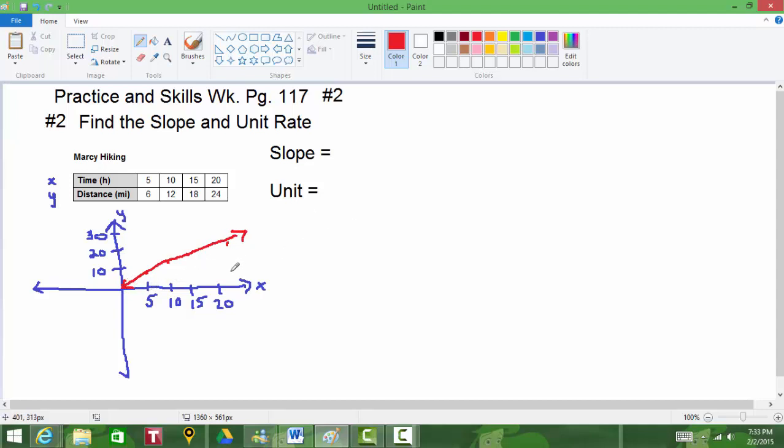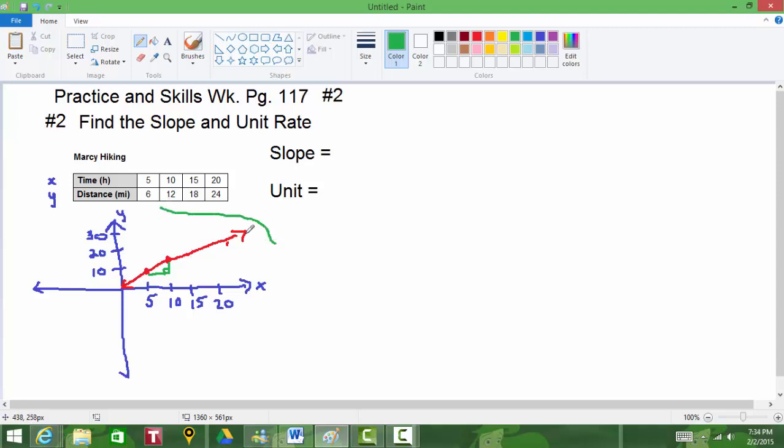Okay, so we have a bunch of points that are already on the line. For example, we have this point and the second point. So let's use those 2 points. We could use a slope triangle, and that will work out real nicely. Or we could use our formula, y2 minus y1 over x2 minus x1. So it's kind of our choice. Let's go ahead, because it's hard to tell by my graph exactly where these points are.